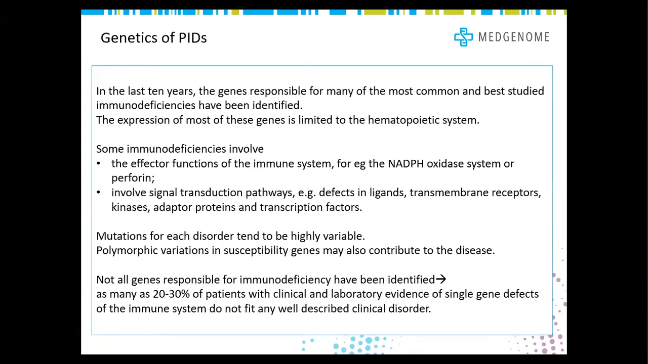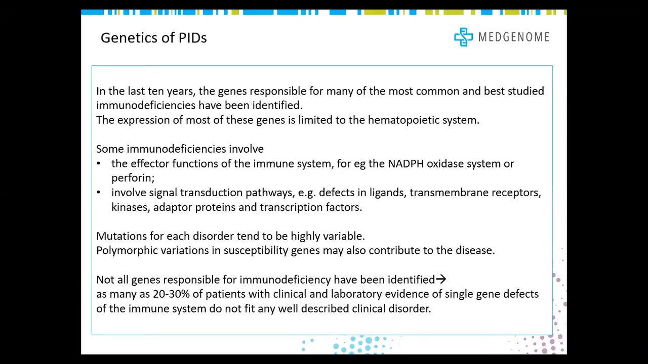In the last 10 years, multiple genes responsible for many of the common but the best studied immunodeficiencies have been identified, and these expressions are limited to the hematopoietic system. So some immunodeficiencies may involve the effector function, some may involve the signal transduction pathways. And mutations for each disorder tend to be highly variable.